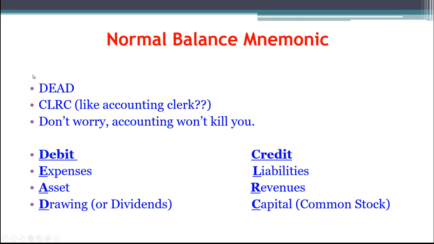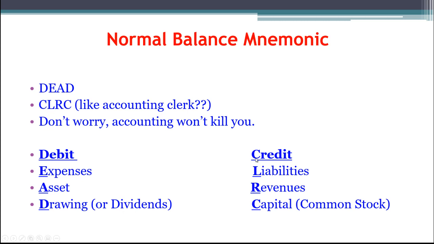Now, before we get into this mnemonic, though, remember we have 6 accounts. Assets, liabilities, and then we had revenues, expenses, capital or common stock, and then dividends, sometimes known as drawing. Those are the 6 accounts we're going to talk about. The DED mnemonic tells us which accounts have a normal debit balance. D, the debit is the first D in DED. Debit accounts include expenses, assets, and dividends.